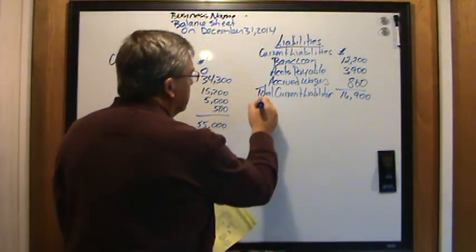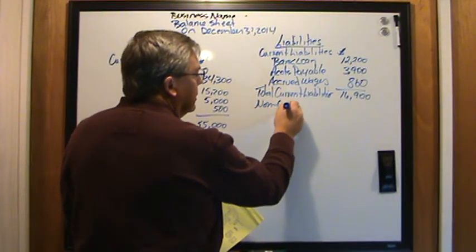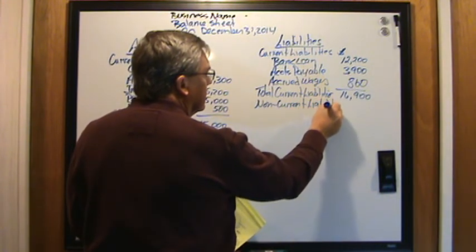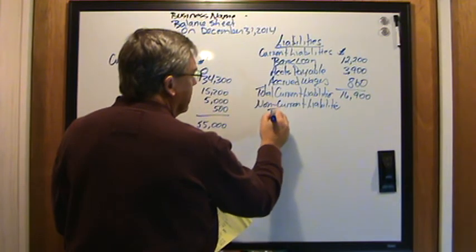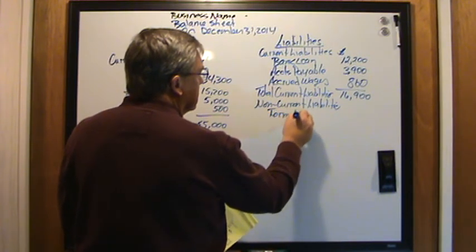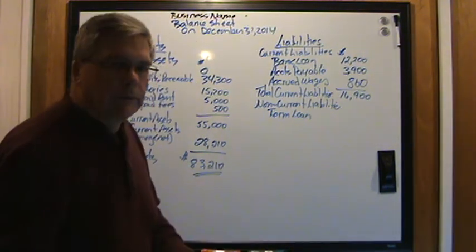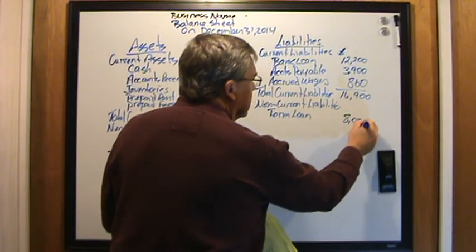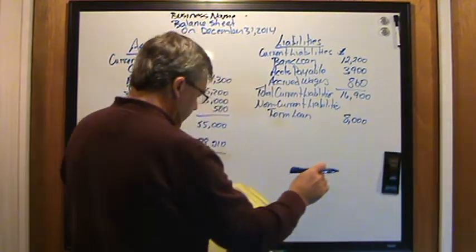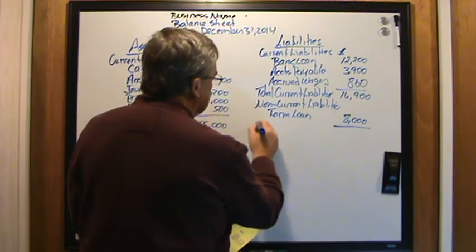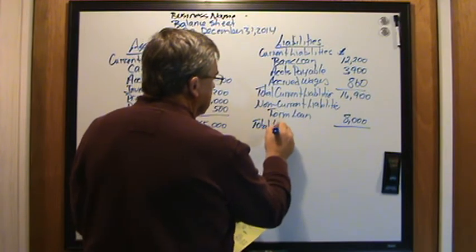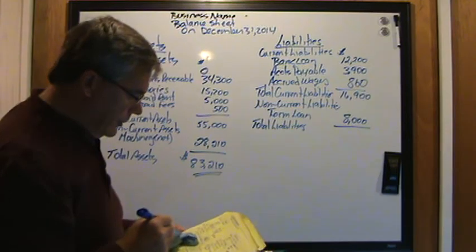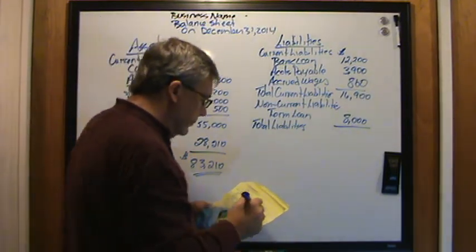Non-current liabilities, or long-term liabilities, we often refer to this, is the term loan. And you remember we borrowed 10,000, paid 2,000 back, so the balance is 8,000 on the balance sheet here. So total liabilities, both current and long-term, equal 24,960.